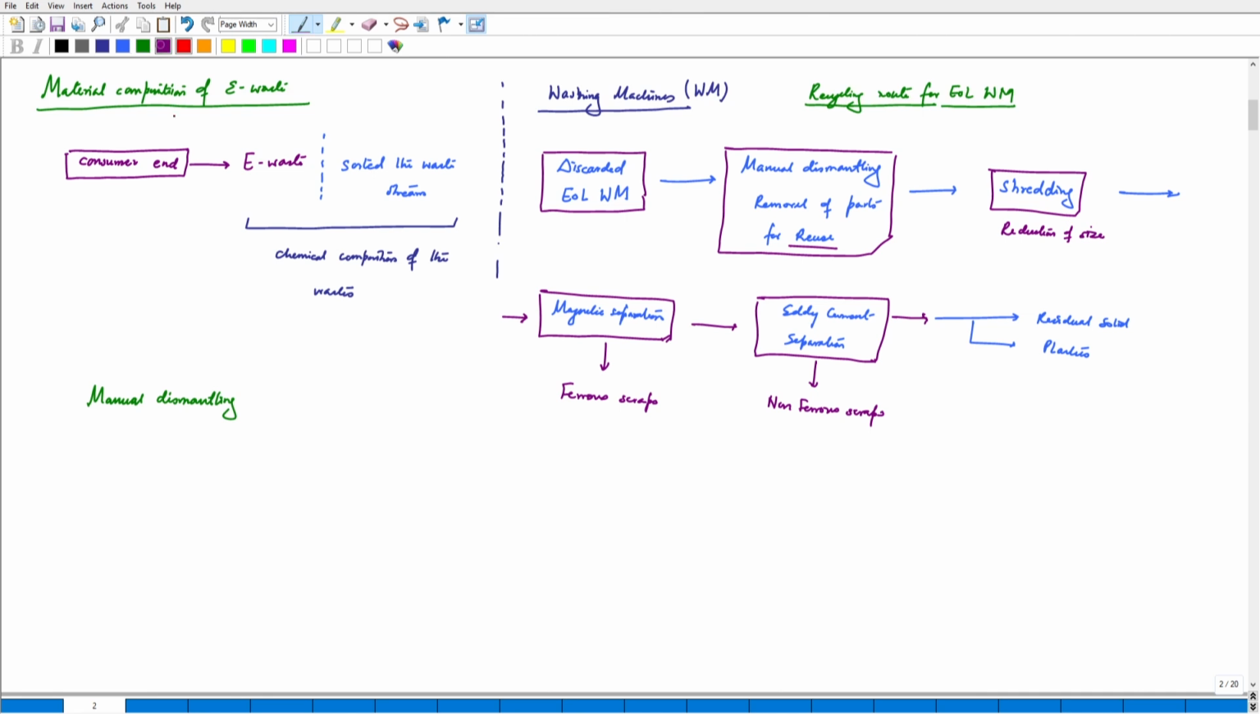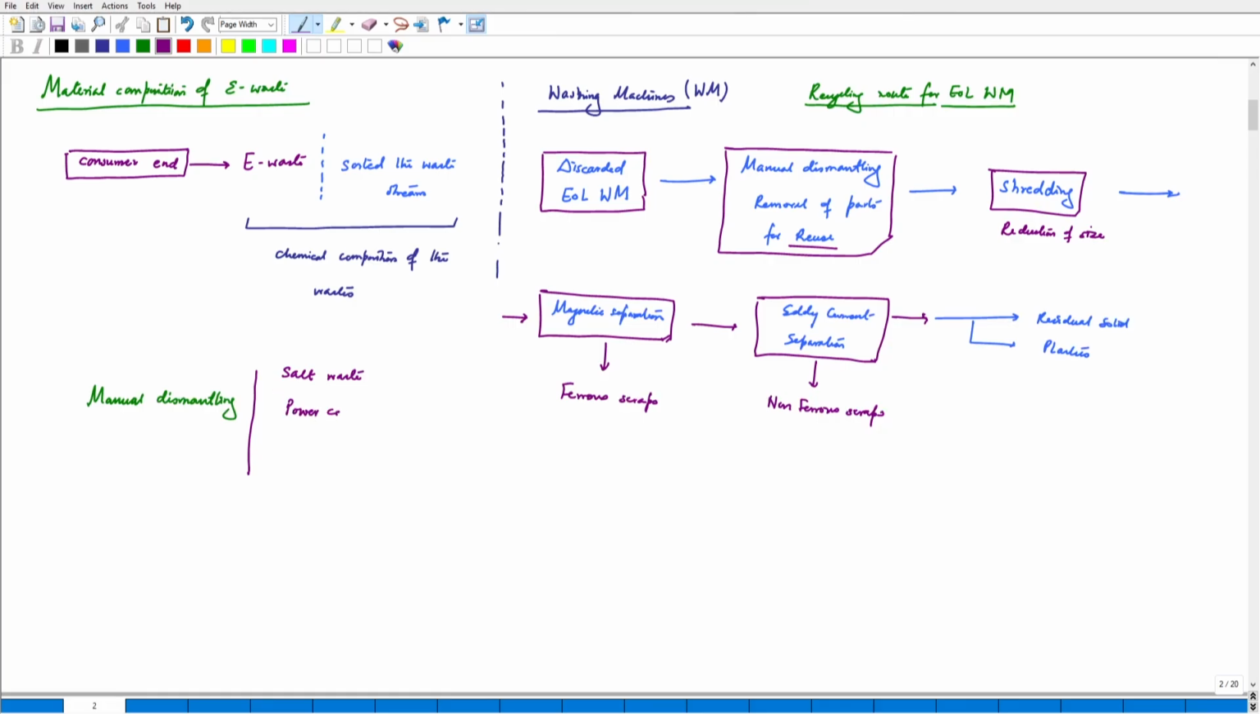Manual dismantling means we will be having salt waste. So if we have a front loading automatic washing machine, we can have these types of wastes also. So salt waste is one of the wastes that is generated. Of course, this is in very small quantities, but it is there. So salt waste, we have power cord, condensers, hose, PCBs. Again, the PCB is here. So PCB is present in a washing machine.